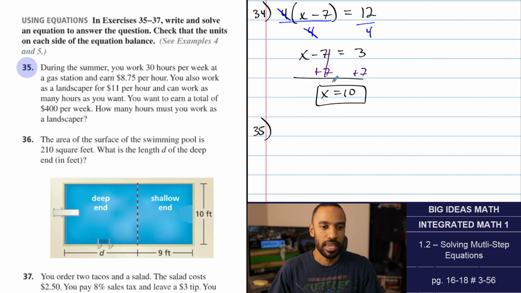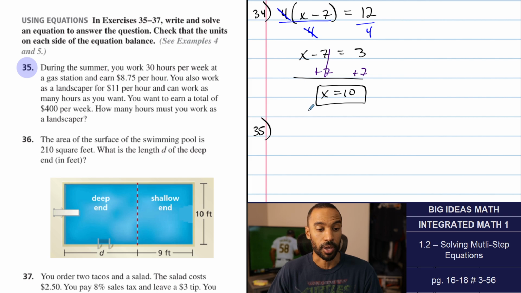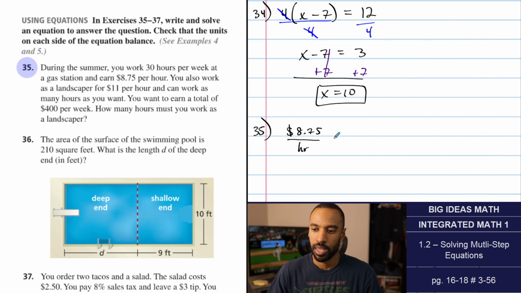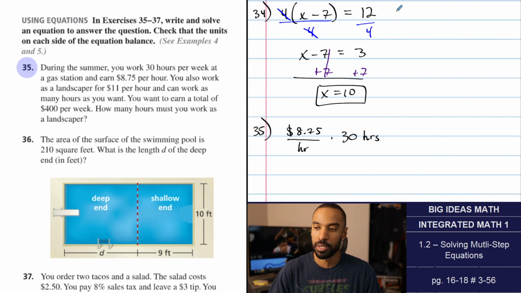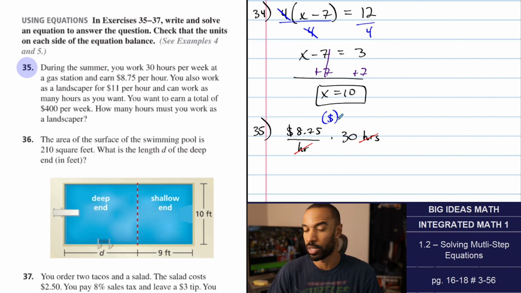During the summer, you work 30 hours per week at a gas station and earn $8.75 per hour. Okay, so that sounds like the amount of money I make from that alone is I take the $8.75 for every 1 hour, per hour. And if I multiply by that 30 hours, then I'm getting, ultimately, a dollar amount. Because hours here are technically dividing by hours there. Hours over hours cancel out. What are you left with? Dollars. This is now a dollars amount as a whole. We haven't multiplied them yet, but we will, and we'll get a dollars amount from that.